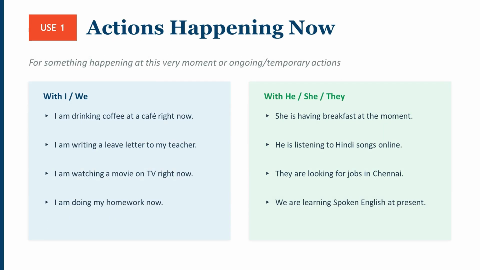Let us now look at the first use of the present continuous tense. Use number 1 is for actions that are happening right now, at this very moment. Here are some examples. I am drinking coffee at a cafe right now. I am writing a leave letter to my teacher. I am watching a movie on TV right now. I am doing my homework now. She is having breakfast at the moment. He is listening to Hindi songs online. They are looking for jobs in Chennai. We are learning spoken English at present. All of these actions are happening right now, in the present moment.